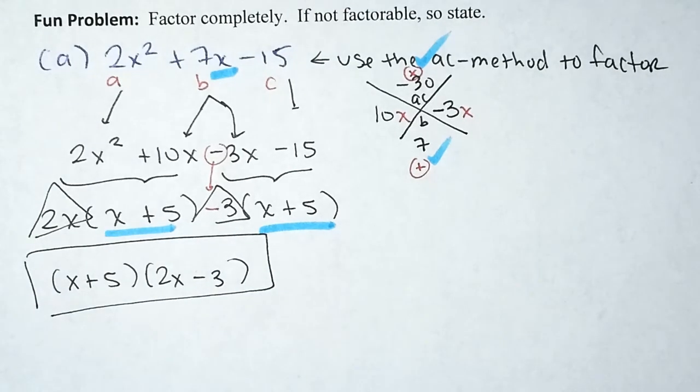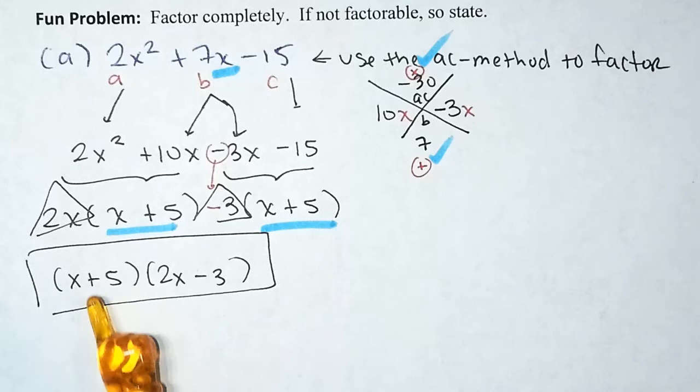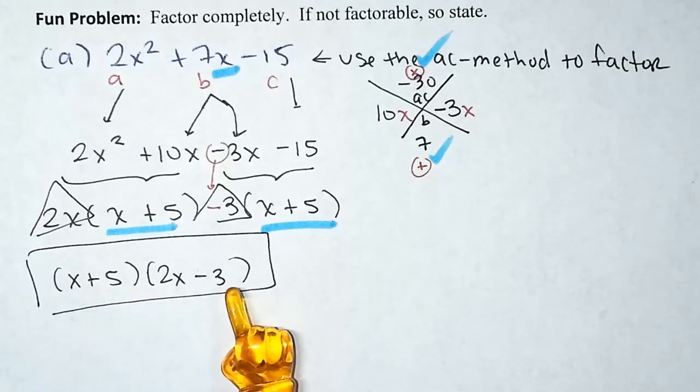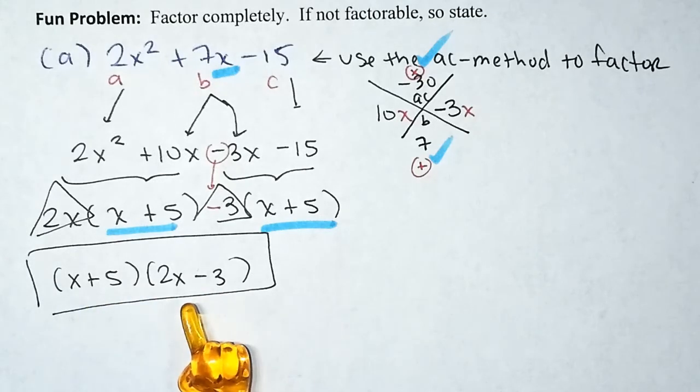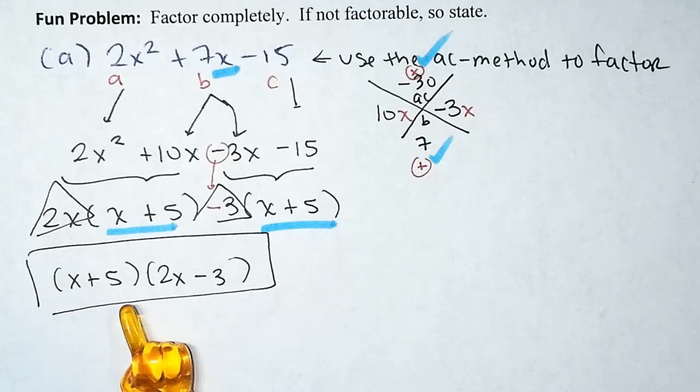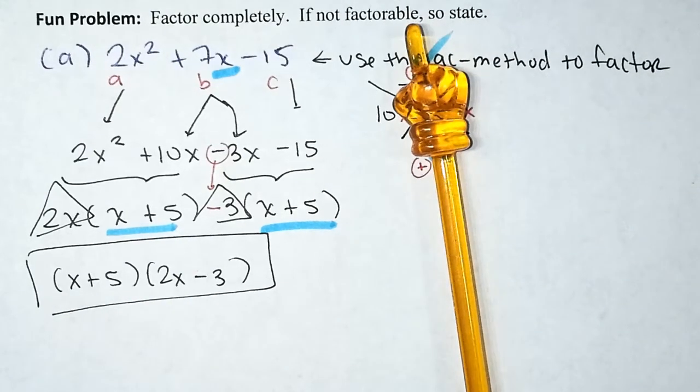So we factored. Again, what does it mean to factor? Factor is code for write me as a multiplication problem. But the question is, did I factor all the way? Okay, let's see. X and 5, can we take out a common factor? No. 2x and 3, they don't have any factors in common. So we have factored all the way, or completely, so we're good.